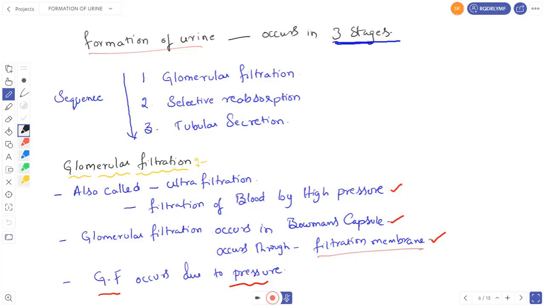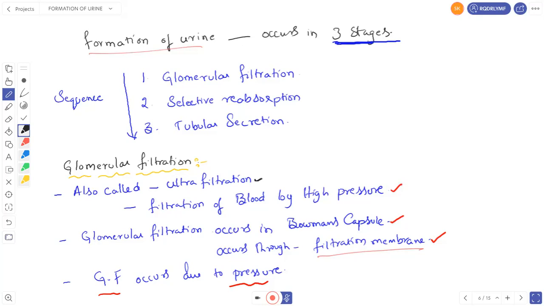Third one is tubular secretion. Let us see the first one, glomerular filtration. Glomerular filtration is also having another name called ultrafiltration. Why we are calling this ultrafiltration means glomerular filtration occurs due to pressure. As it occurs due to high blood pressure, it is called ultrafiltration.